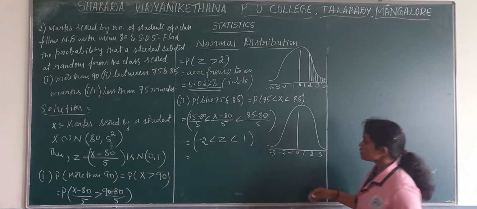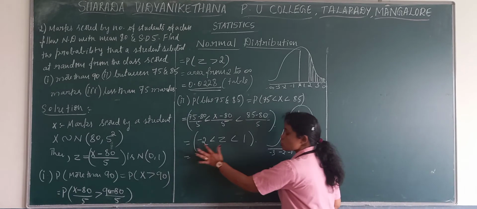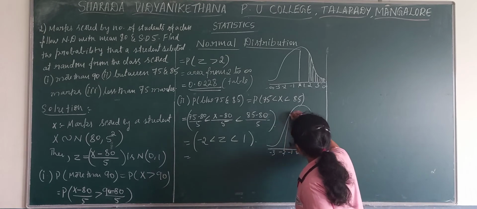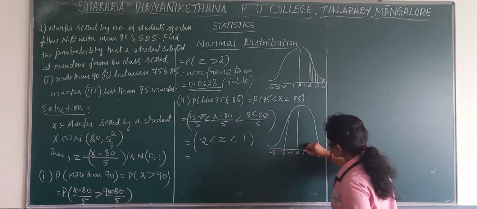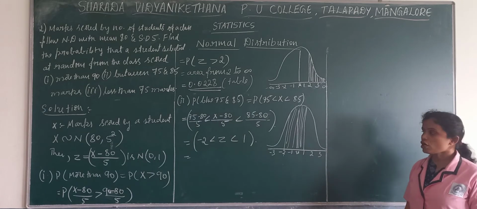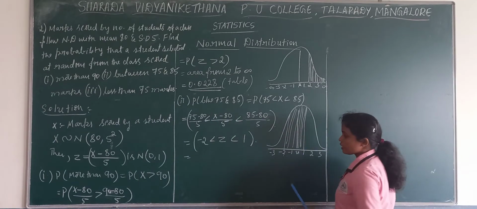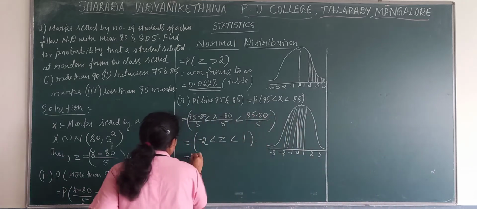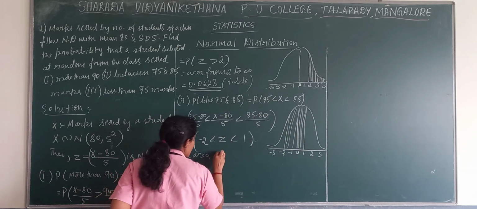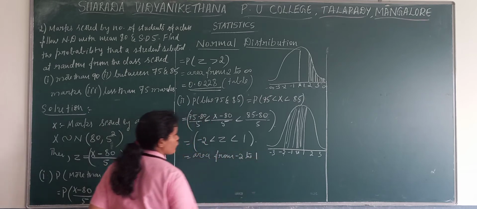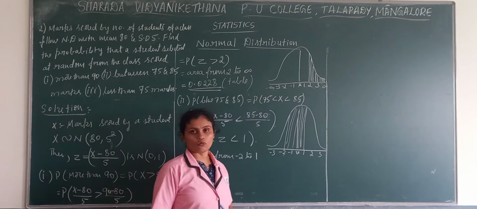Now locate this in the graph. It is minus 2. Where will minus 2 come? This is the place of minus 2 and 1. So this is the area of z. We located z in the graph. What is the area? Minus 2 to 1. Area from minus 2 to 1.